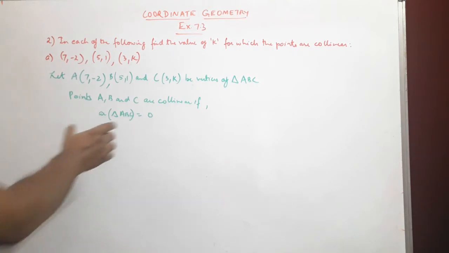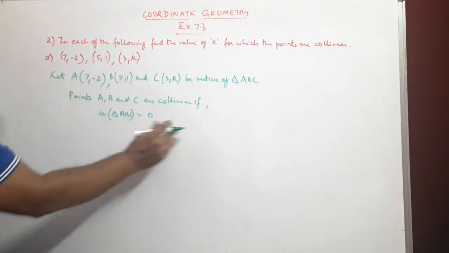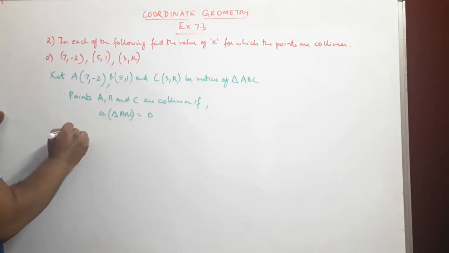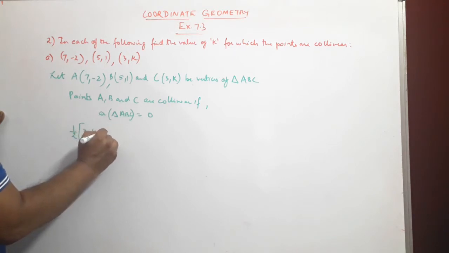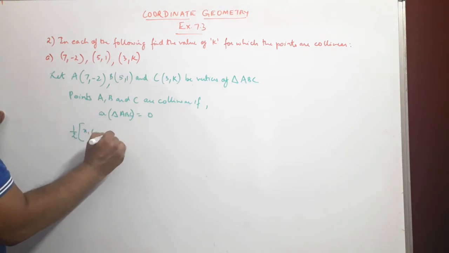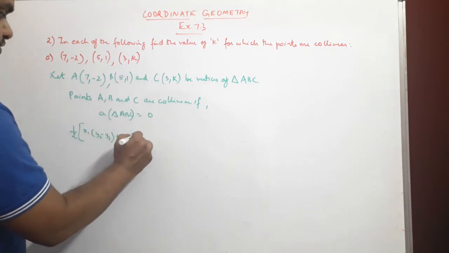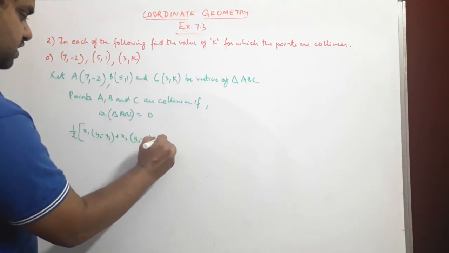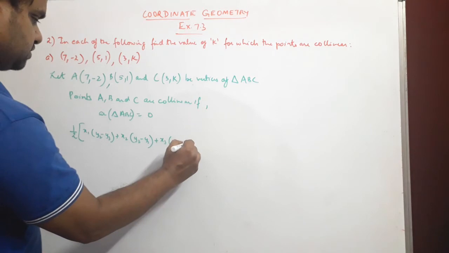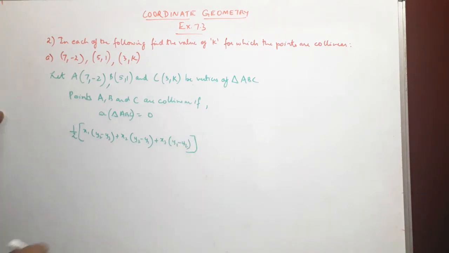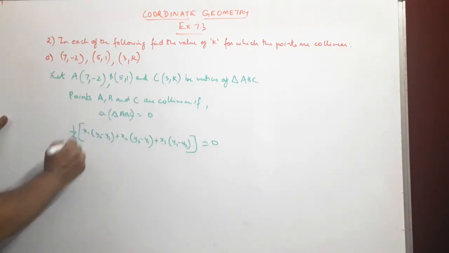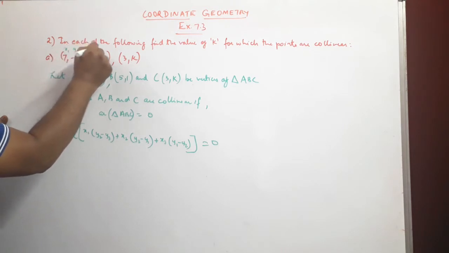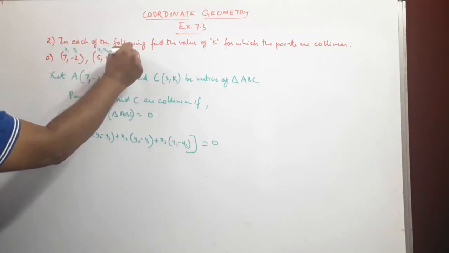So now let's use the formula for the area of triangle ABC, and we'll keep 0 on the right hand side. The area of a triangle is given by half into x1 into (y2 minus y3) plus x2 into (y3 minus y1) plus x3 into (y1 minus y2), close the bracket. The whole thing equals 0 because we said the area of the triangle is equal to 0. Now let us substitute here. This is x1 y1, x2 y2, x3 y3.